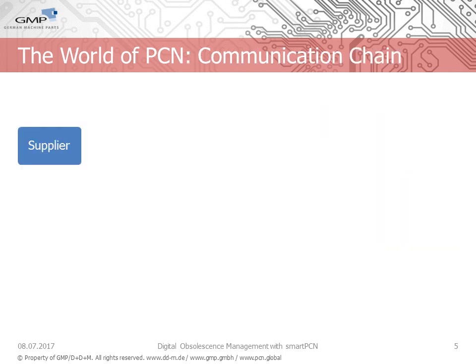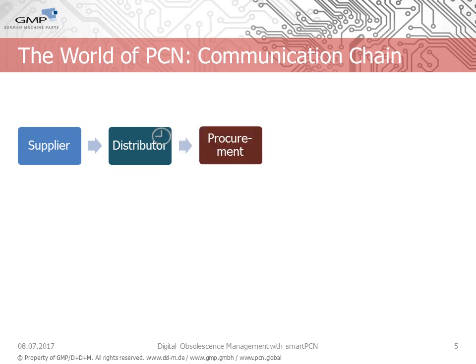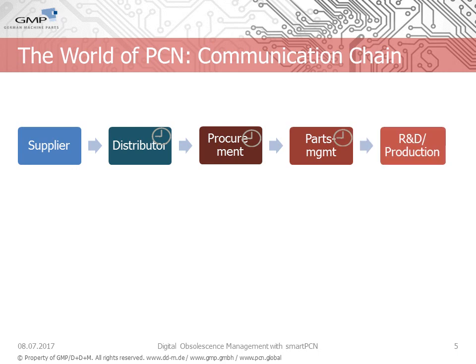But there is more to it, looking like playing the Chinese whispering game. The supplier sends out PCN which may go to a distributor. After some time needed for processing, it is usually sent to the procurement department. Here it is processed as well and sent to the responsible for parts management. Here again, after some processing time, it is received finally by the R&D or production department as the final destination.